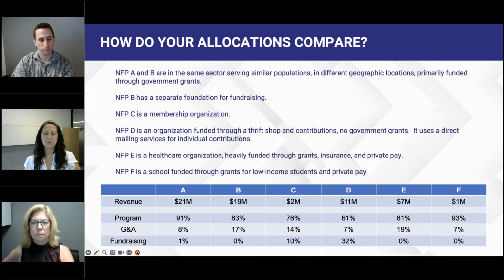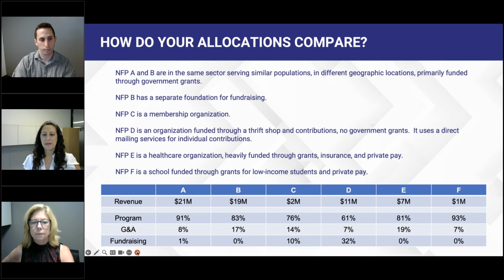We mentioned here too that not-for-profit B has a separate foundation for fundraising. So you'll see that one organization has some fundraising and one organization is at 0%. And again, these are all rounded, so there may be some fundraising in there, but not enough to hit over that 0% number.